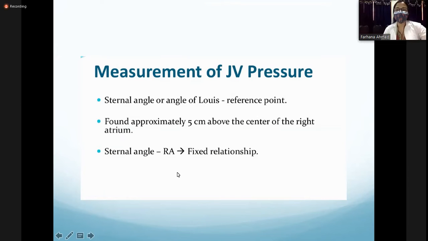Now, how do we measure jugular venous pressure? We have to choose a fixed point like the sternal angle. It was seen that with any change of posture of the patient, the sternal angle always maintains a fixed distance from the right atrium, that is 5 centimeter. Whether the patient is lying, sitting, or in any position or angle, there is no change of this distance of the sternal angle from the right atrium. It is a fixed relationship. That is why we choose the sternal angle for the measurement of right atrial pressure.